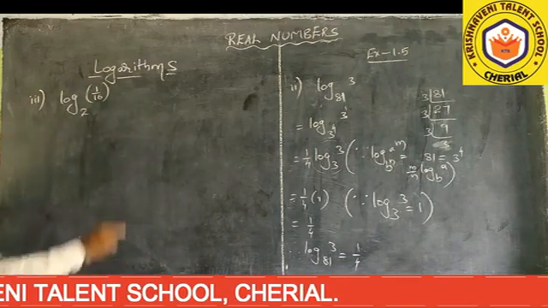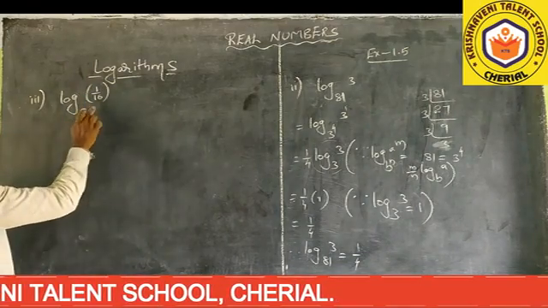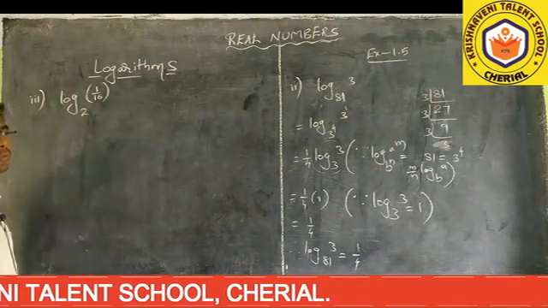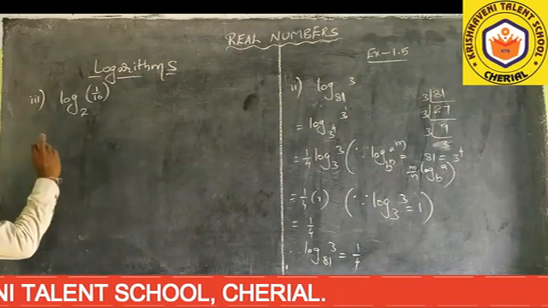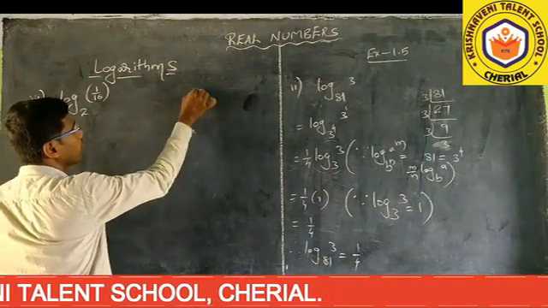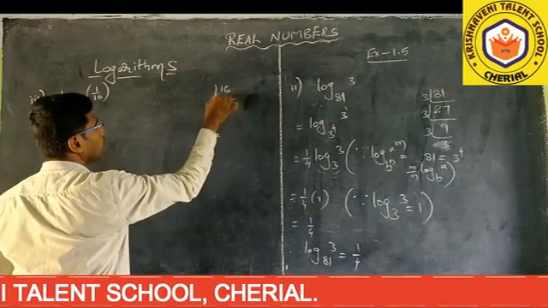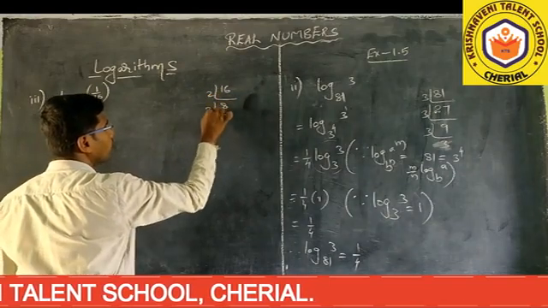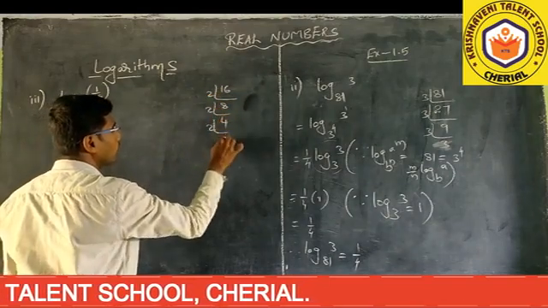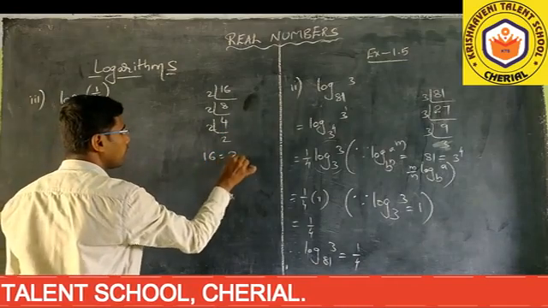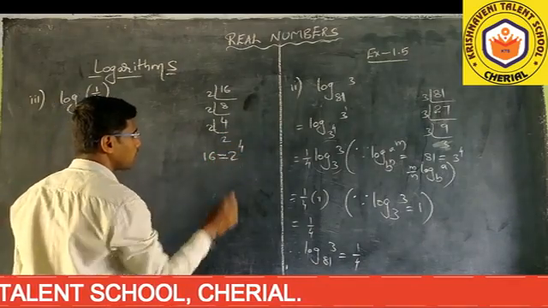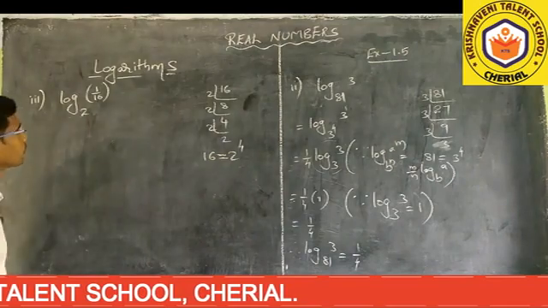So whenever you get a problem like this, here the base is 2, so the 16 you have to bring in terms of base 2. How can we write 16? You express 16 as a product of prime numbers: 2 eights are 16, 2 fours are 8, 2 twos are 4. So 16 you can write as 2 to the power of 4.